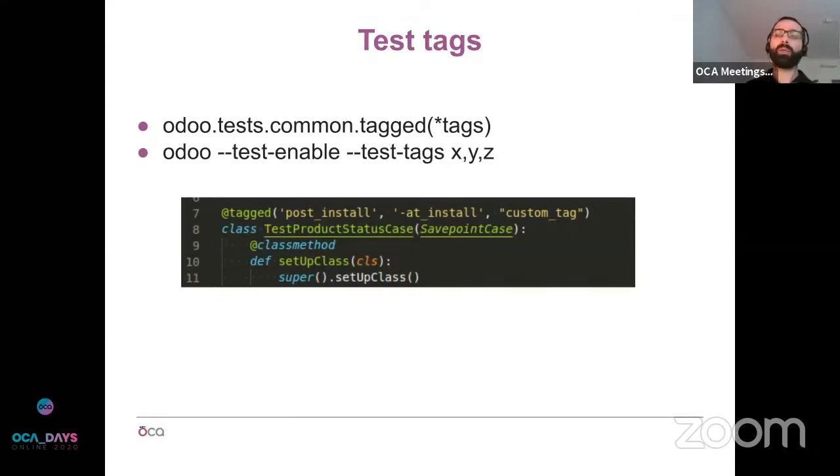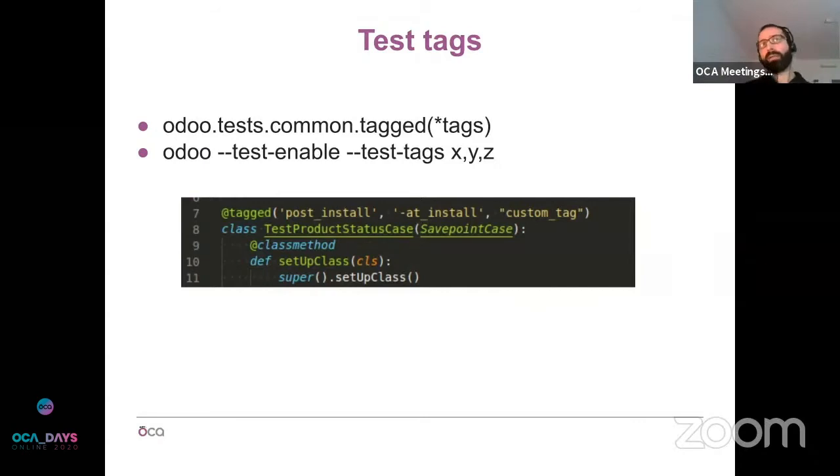So probably you already know it, but a test can run only if the module that you're testing is installed or it's getting an upgrade. And so with these flags, you make sure that the tests run either at post install and not at install, like this one. So with a minus in front of the tag, you can drop the tag from your class.